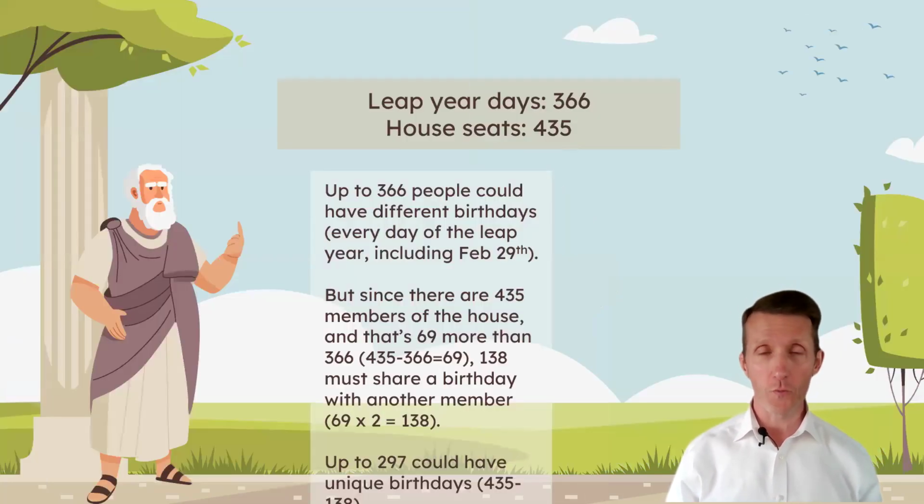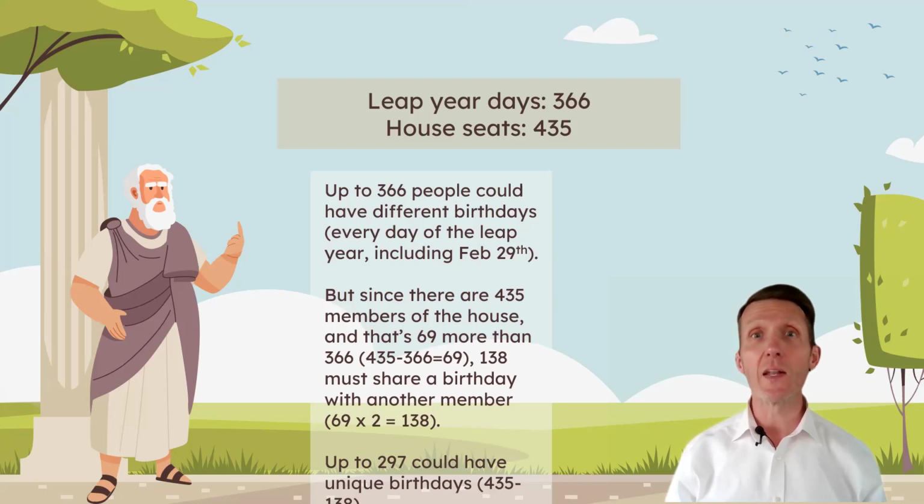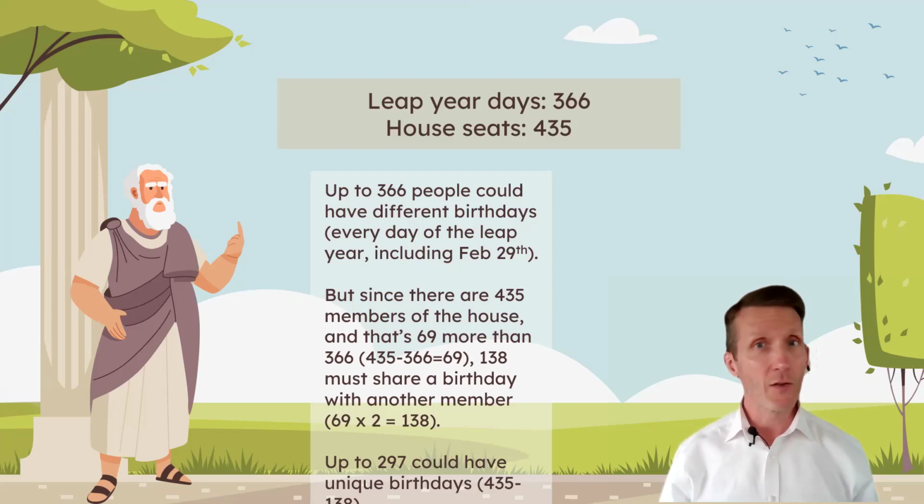Well, let's look at the math. So a leap year has 366 days, and there are 435 House seats, and therefore 435 House members at any given time. So up to 366 people could have different birthdays. So if there are only 366 members of the House, then these folks could all have different birthdays. In fact, if you were considering the members of the U.S. Senate, the U.S. Senate has 100 members, two from each of the 50 states. And so all of the members of the Senate could, in fact, have different birthdays. We're talking about the House of Representatives, which has 435 members.